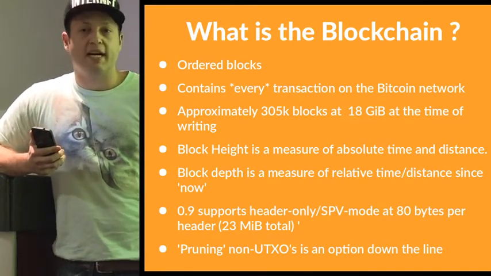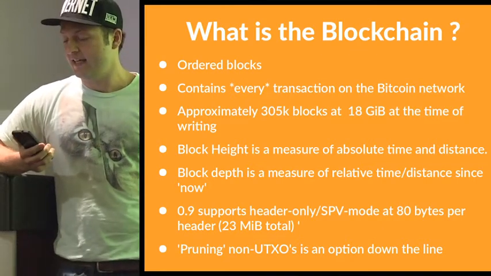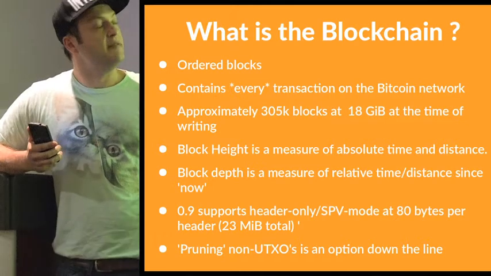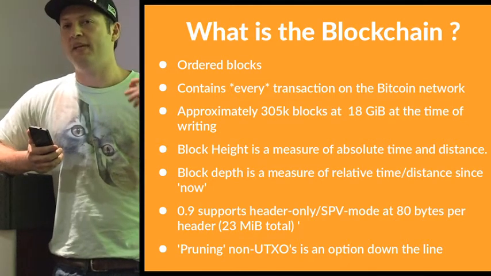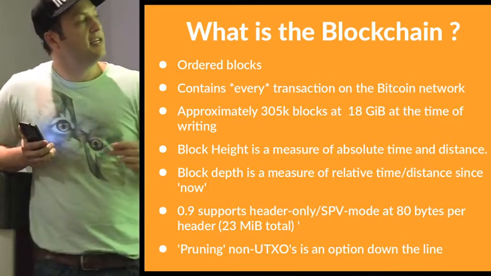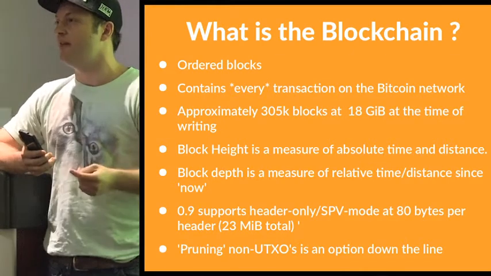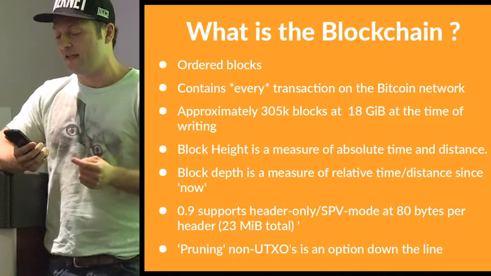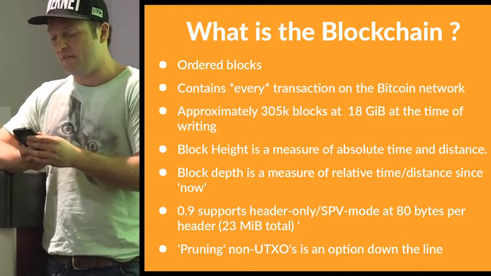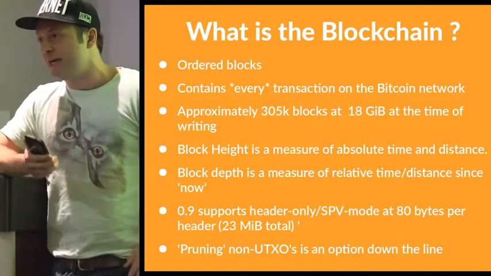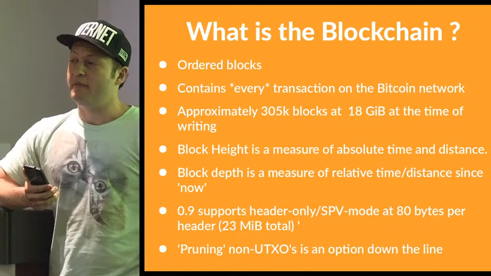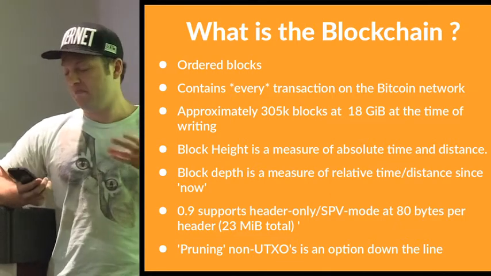It's important when looking at the blockchain that you understand the block height is a measure of absolute time and distance. The blocks are calibrated to be mined every 10 minutes. So when you look at a block height of 305,000, you know that that is 10 minutes times 305,000 that the blockchain has been around. It's not precisely 10 minutes, but it's about 10 minutes. The block depth is a measure of relative time and distance. So if I talk about what happened 5 blocks ago, that was 50 minutes ago, or 5 blocks from now.